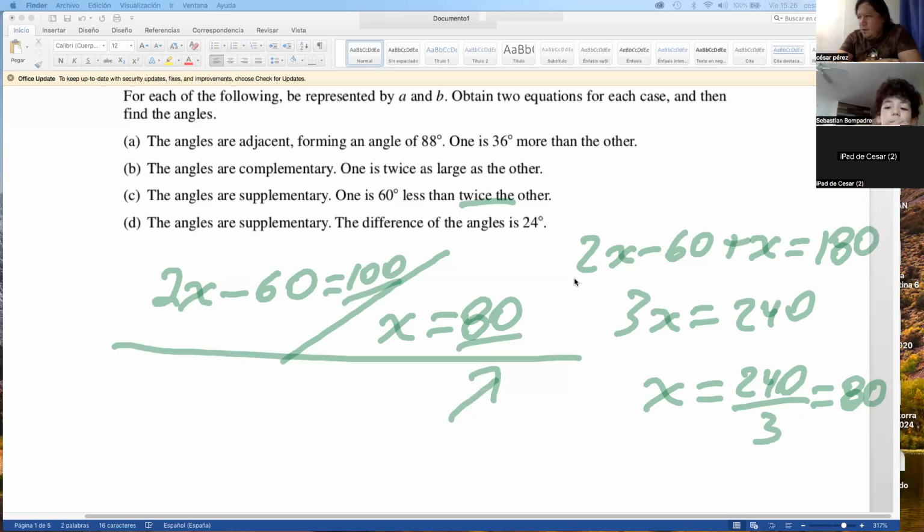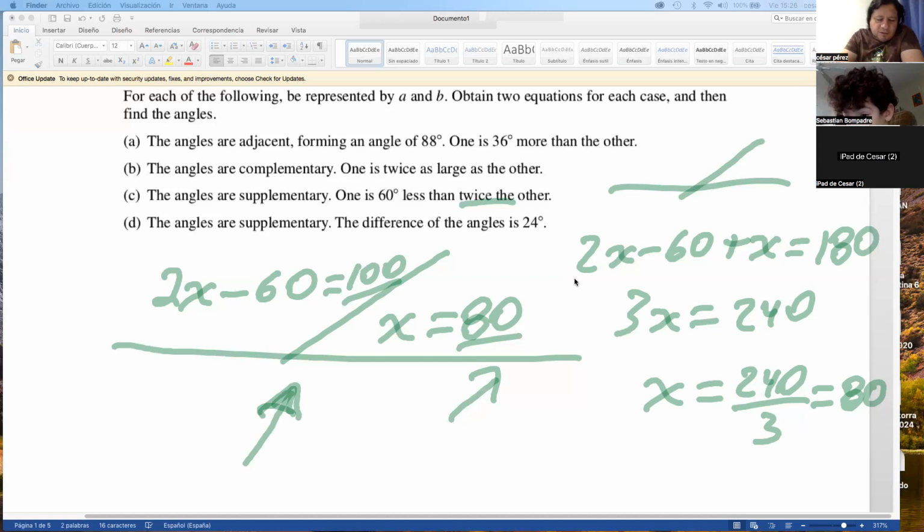It's always useful to draw something, even if the problem seems very easy. Making a drawing is very fast, and you can have more control of the problem.